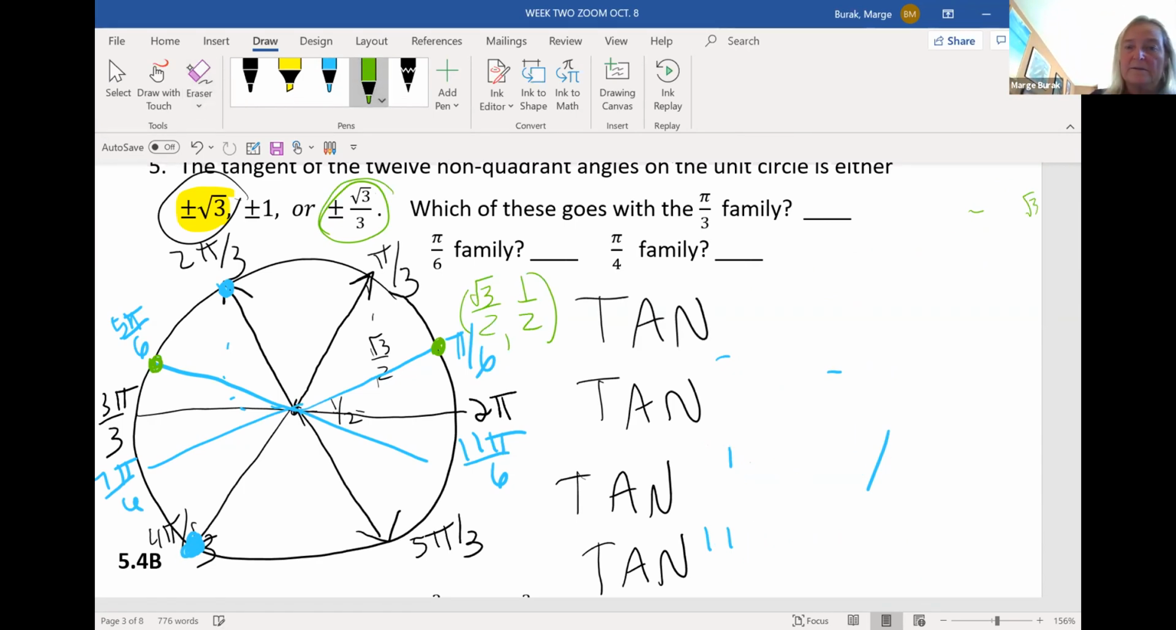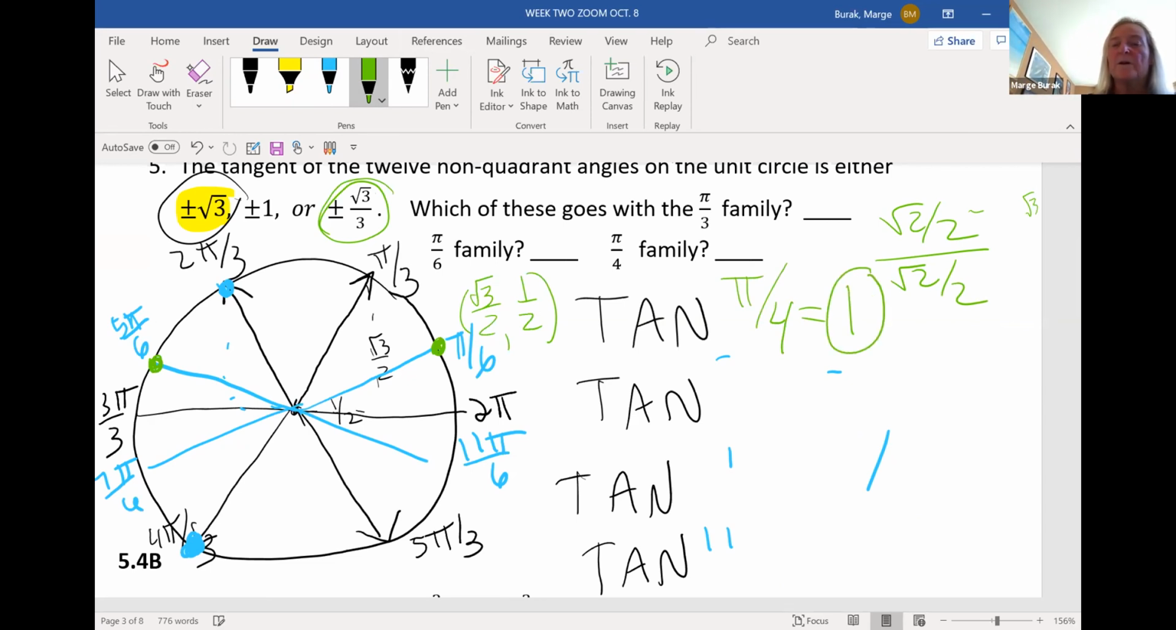because that is square root of 2 over 2. X and Y are both square root of 2 over 2. Okay, so the question is pi over 4. We know that's positive because they're always positive. So that's going to be positive 1, because this divided by this is 1. And the next one, what's our next angle that goes into the family of pi over 4? Somebody. What's the angle over in quadrant 2 that goes with pi over 4? Has the reference angle of pi over 4.